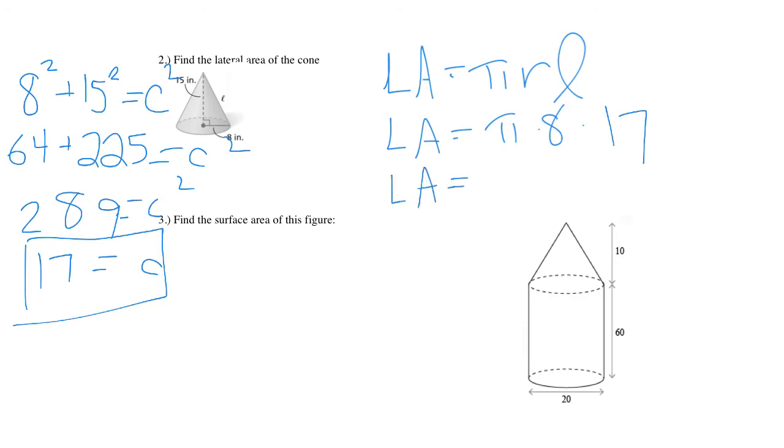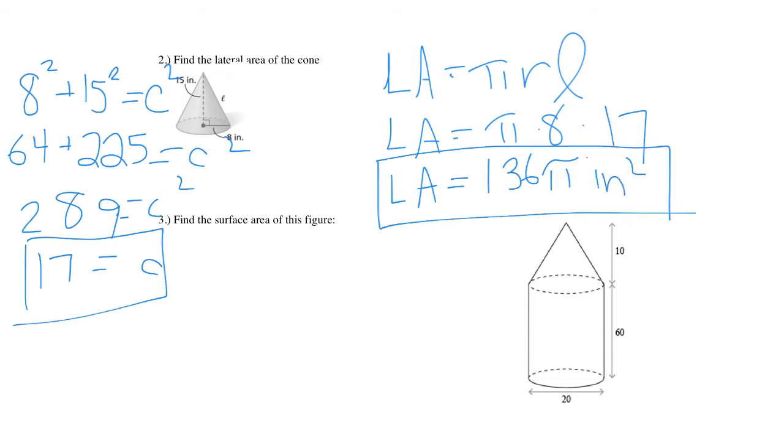So 8 times 17, well, 8 times 10 is 80, and 8 times 7 is 56. So that's 136 pi, and this is in inches squared. That's the lateral area of our cone.